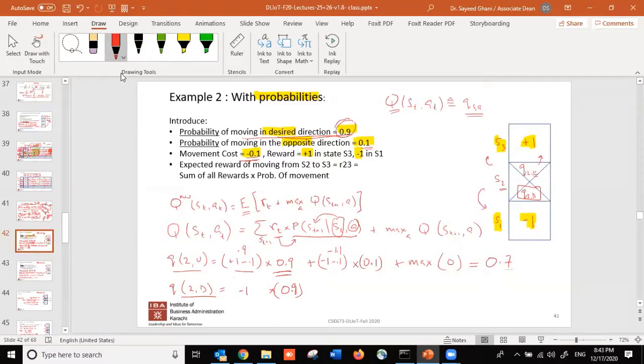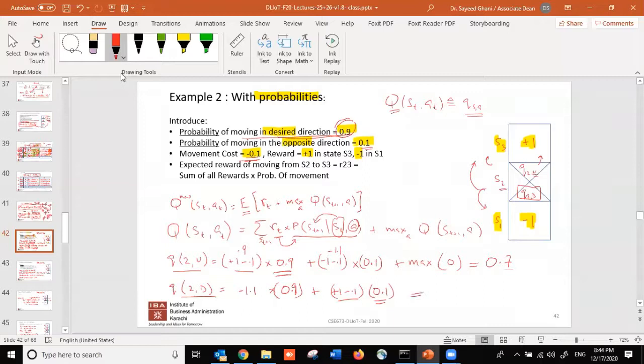Minus 1, minus 0.1. Yeah, so it's minus 1.1, plus what? 1 minus 0.1 into 0.1, right? So there's a 10% chance that you'll go in the opposite direction and you get a reward of this.